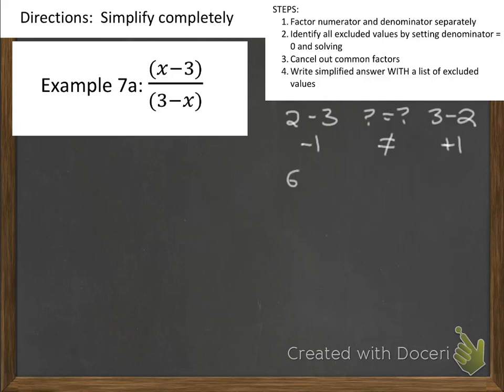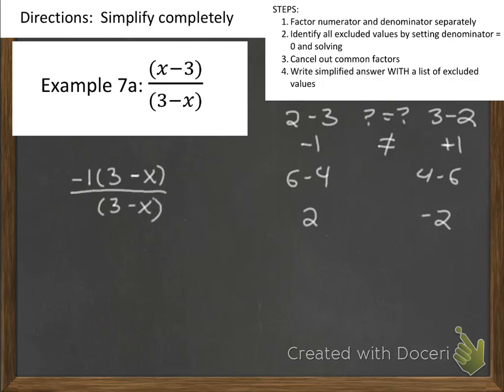I could do the same thing if I did 6 minus 4. 6 minus 4 is 2. 4 minus 6 is negative 2. So the relationship between x minus 3 and 3 minus x is simply that we need to multiply by negative 1. So in other words, I could rewrite this as negative 1 times 3 minus x divided by 3 minus x.